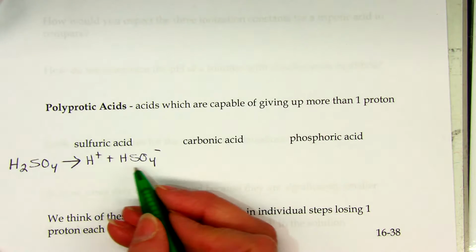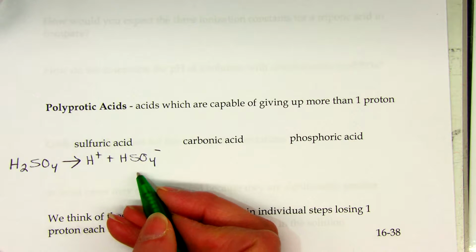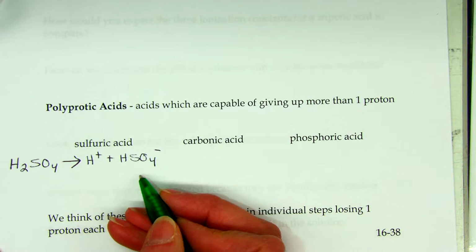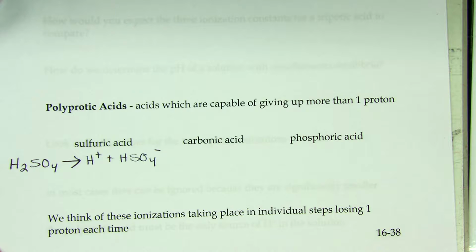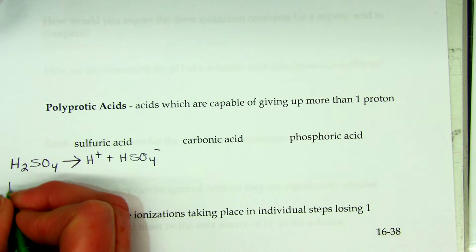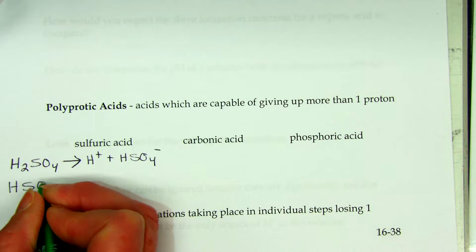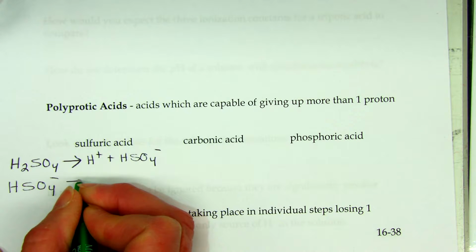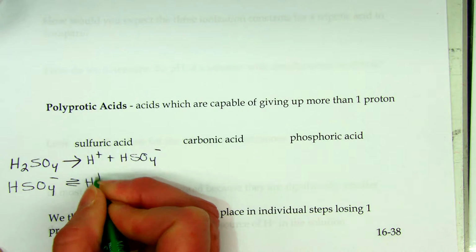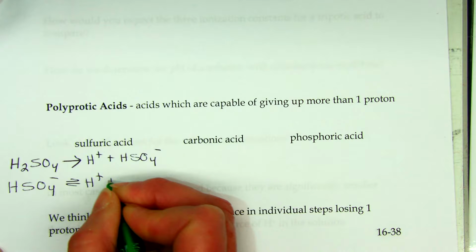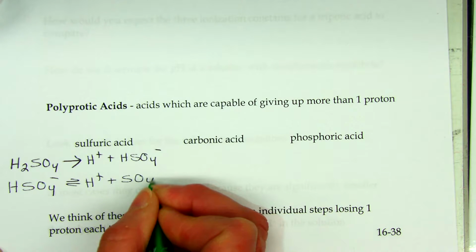Now, this hydrogen sulfate ion is the conjugate base of a strong acid. It's not interested in acting like a base. However, because it's a hemiacid or a half acid, it can do the acid thing. And this is a weak acid, so in equilibrium, it produces hydrogen ions plus sulfate ions.